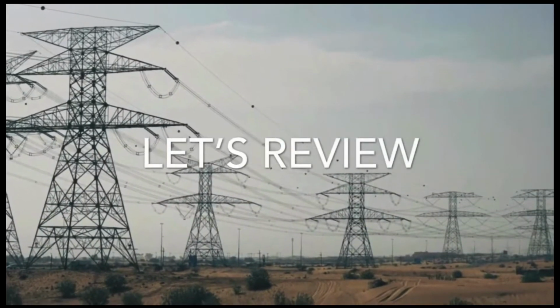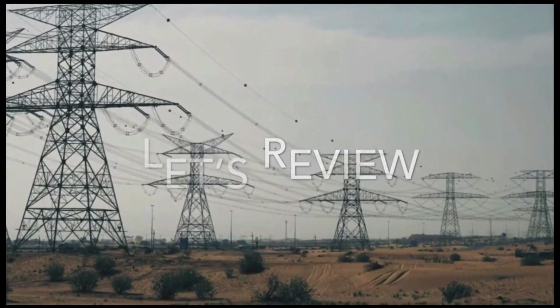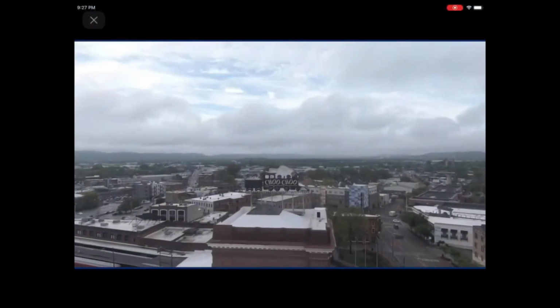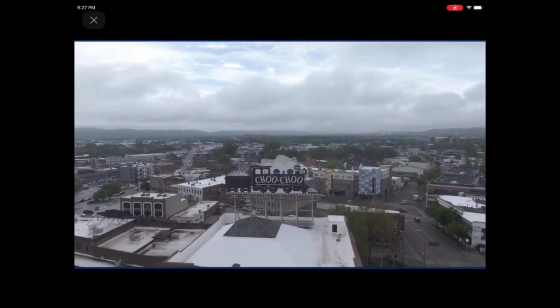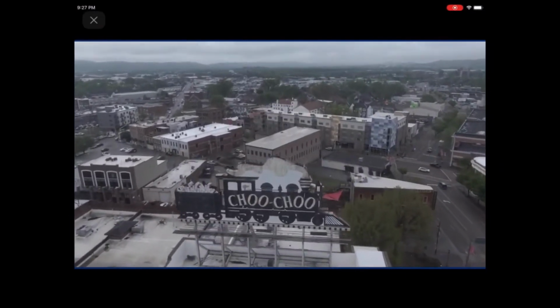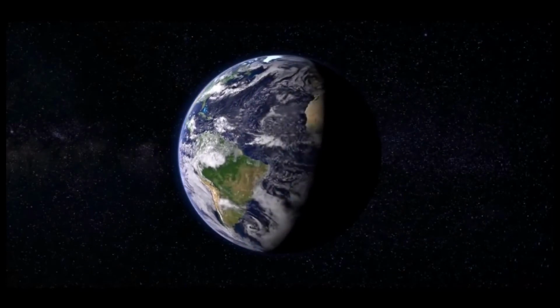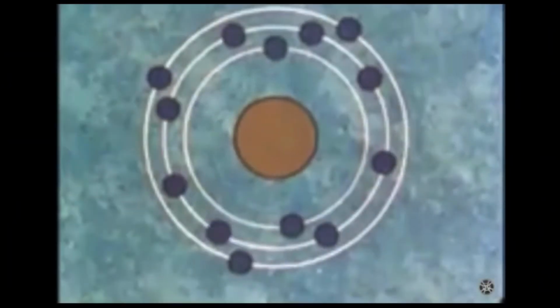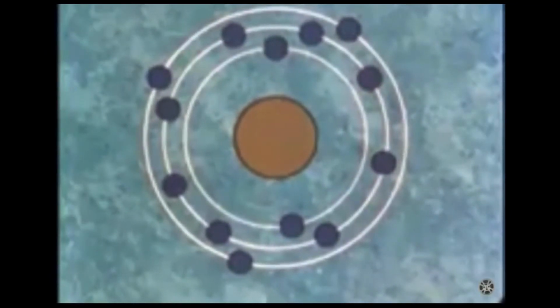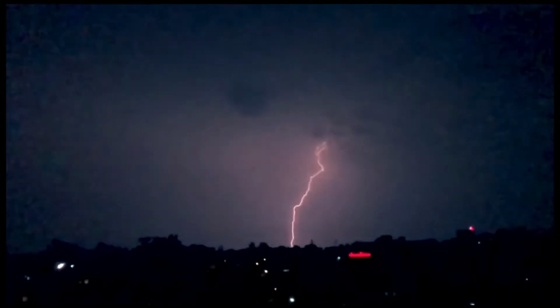All right, let's review electricity real quick. Everything around us is made of atoms. That's pretty much everything in the world around us. Atoms are very, very tiny. They have little electrons, bits of electricity swarming around them. When you get them moving, you get electricity. Here's a small spark, or a bigger one in lightning.